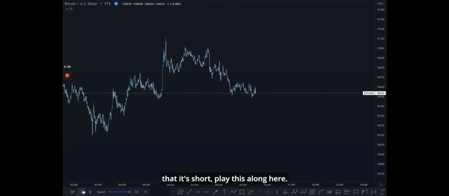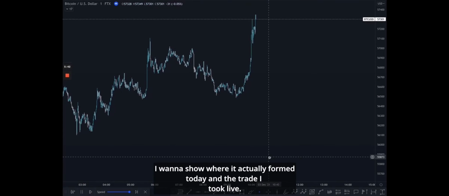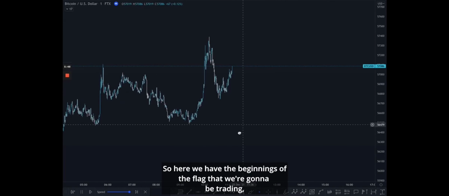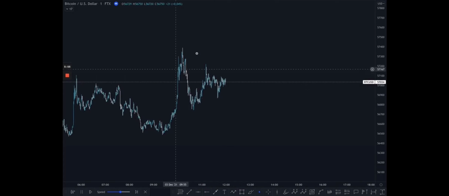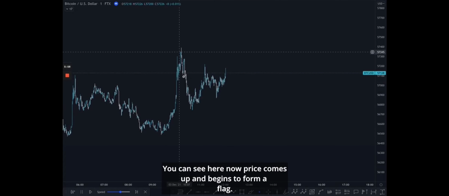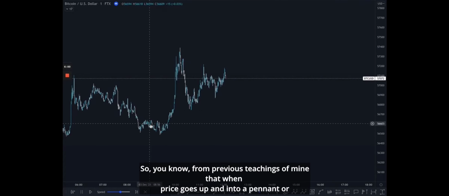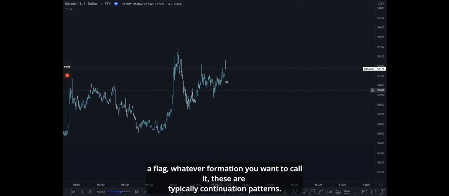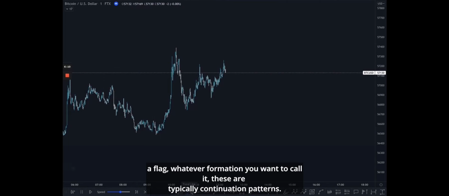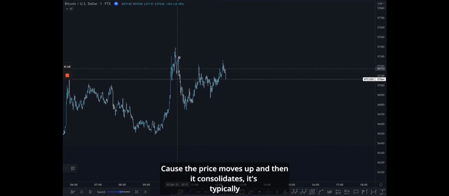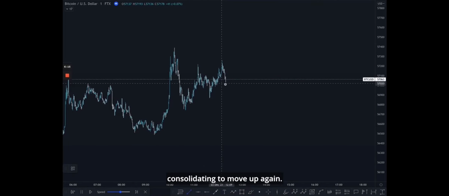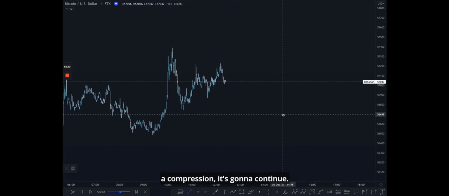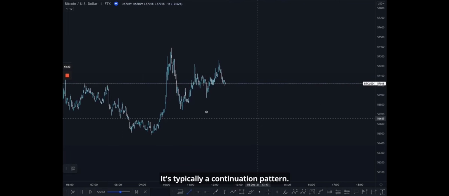Playing this along here, I want to show where it actually formed today and the trade I took live. So here we have the beginnings of the flag that we're going to be trading, and I'll slow this down a bit. You can see here now that price comes up and begins to form a flag. From previous teachings of mine, when price goes up and into a pennant or a flag, whatever formation you want to call it, these are typically continuation patterns, because if price moves up and then it consolidates, it's typically consolidating to move up again. Similarly, when it breaks down and consolidates like that in a compression, it's going to continue. It's typically a continuation pattern.